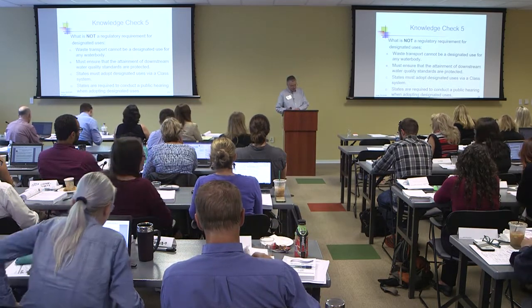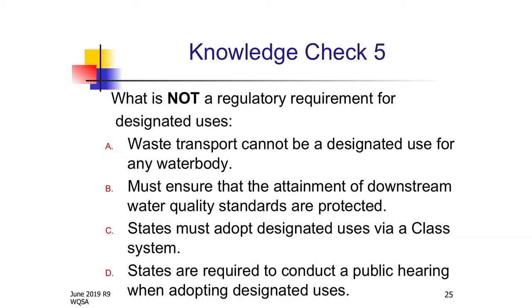Okay, next question. What is not a regulatory requirement for designated uses? A, waste transport cannot be a designated use for any water body. So that is a regulatory requirement. B, must ensure that the attainment of downstream water quality standards is protected. That's right. C, states must adopt designated uses via a class system. No, you do not have to adopt it via a class system. And then D is true, states are required to conduct a public hearing when adopting designated uses.